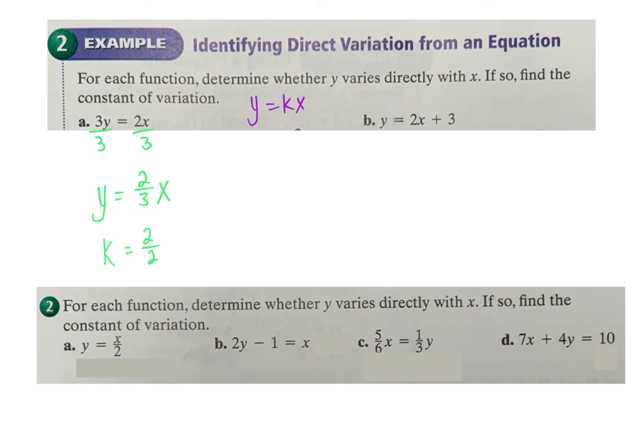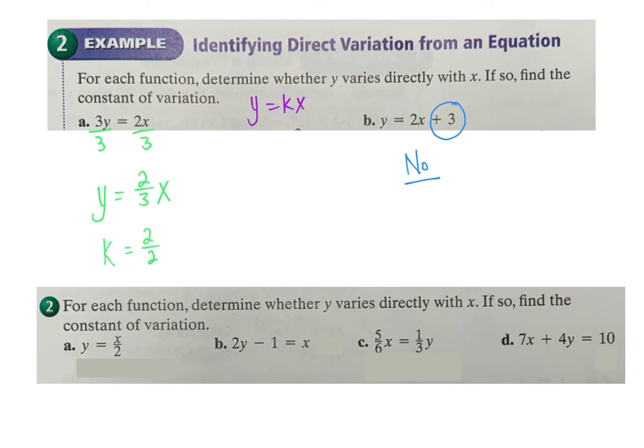What about B? Is B in the form y equals kx? Well, no. Can it be? No, there's nothing I can do with that 3. If I subtract it, it's going to subtract from the other side, right? And so this does not directly vary. These are very simple. When it's given to you like this, don't overthink it. It's a yes or no, and if it's a yes, what's the constant?